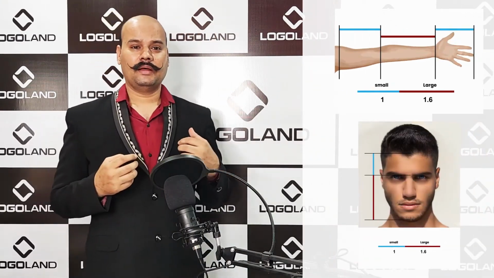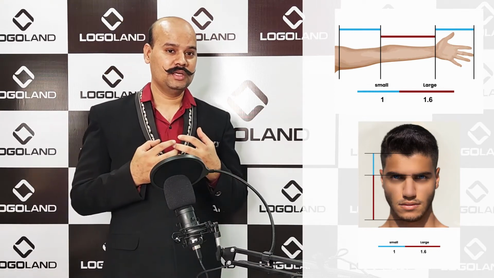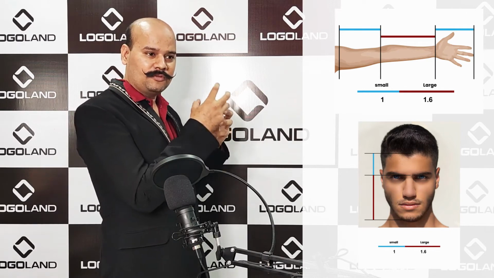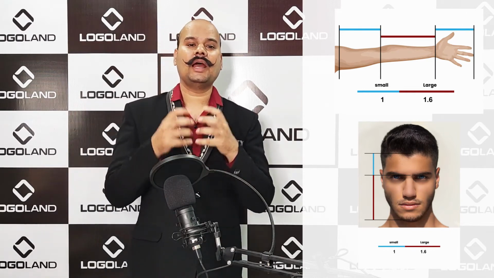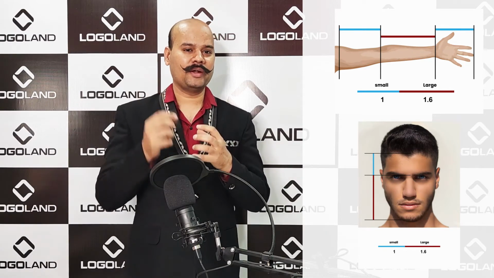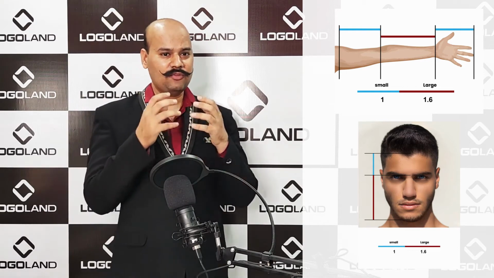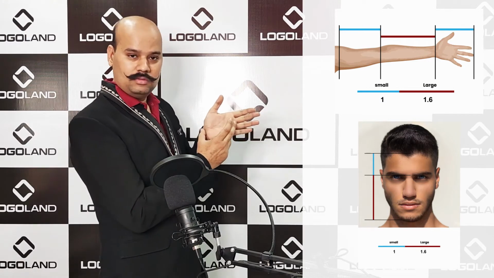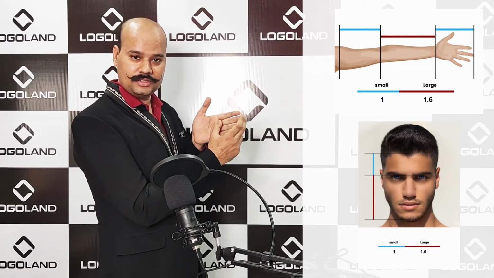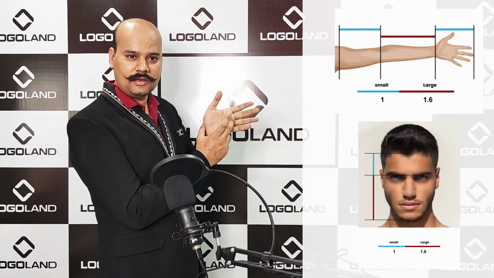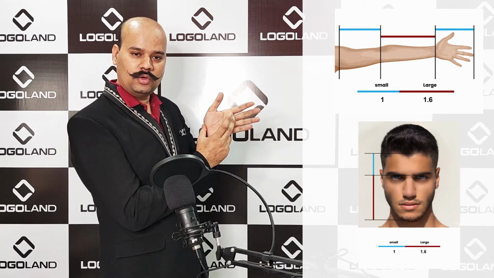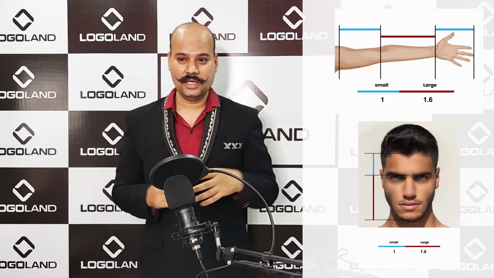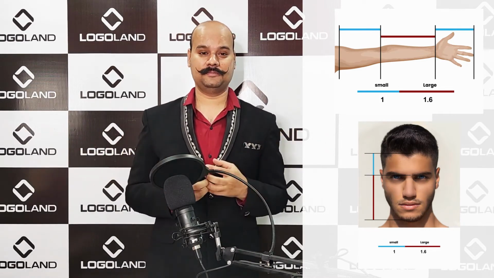On the screen you're seeing a hand. If I take the example of the human hand, check the arm and compare the arm and the forearm. The forearm maintains the ratio of 1 to 1.6 as compared with the arm. If you check further, let's compare the palm with the fingers. You will find this again maintains the ratio of 1 to 1.6. If this is 1, then it will become 1.6. So naturally our body structure is following the same thing.